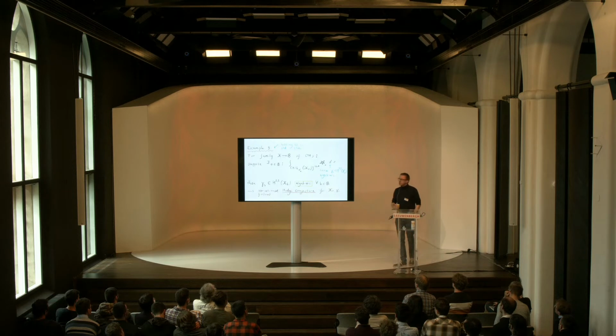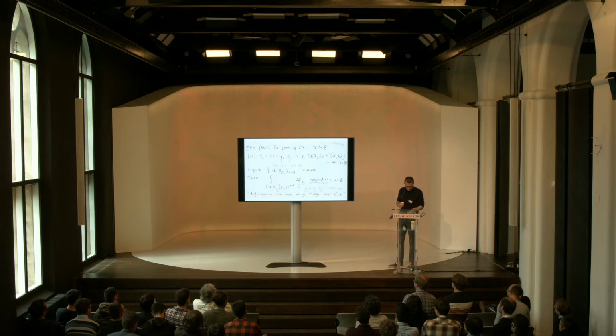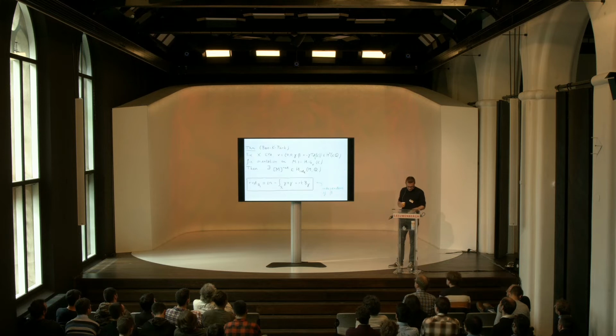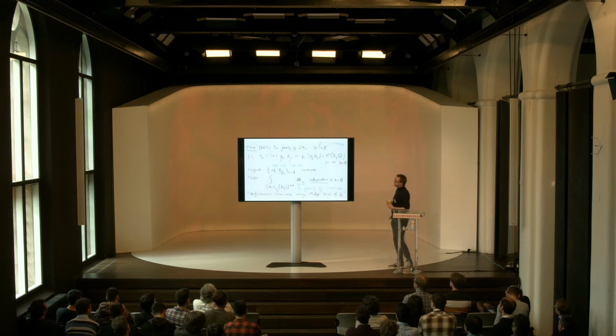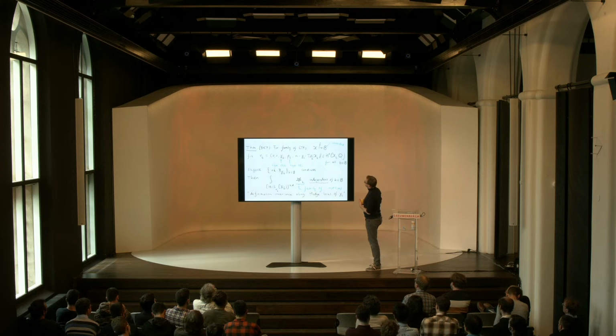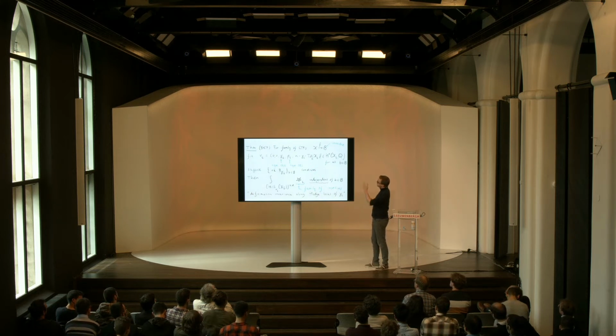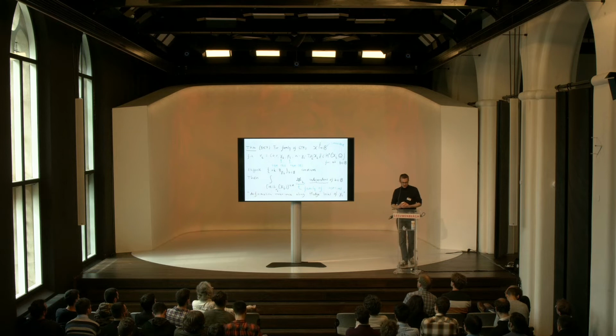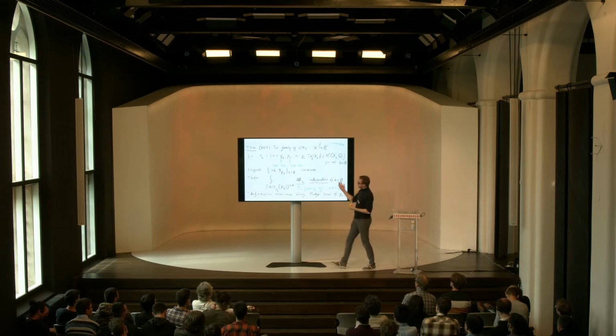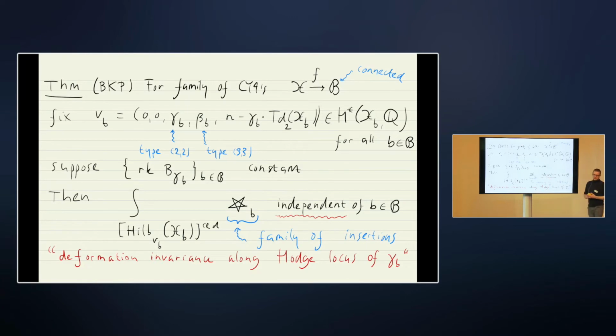The final example is maybe an illustration of Theorem 2. Let's recall that in Theorem 2, we had a family of Calabi-Yau fourfolds, curly X, over some connected base, curly B. Everything is smooth here, smooth Calabi-Yau, smooth base. And we fixed a family of Chern characters, and we look at a family of Hilbert schemes with their reduced class.